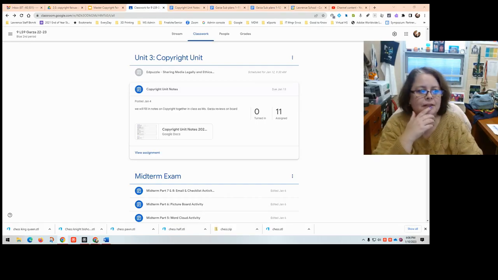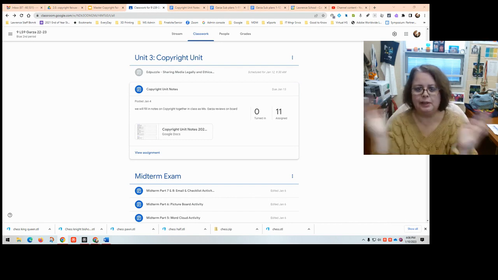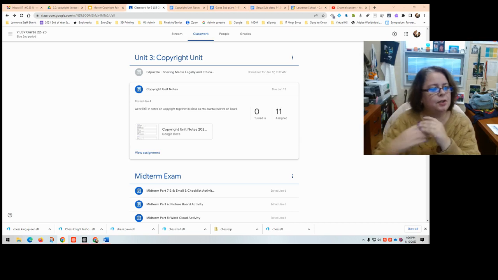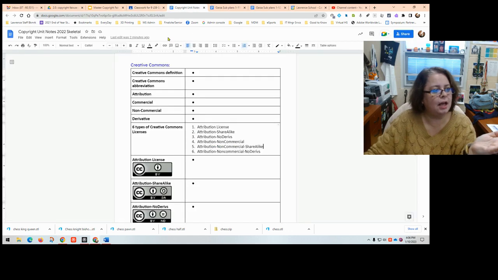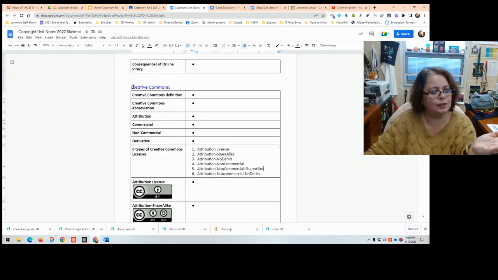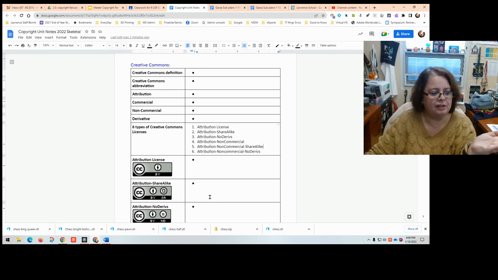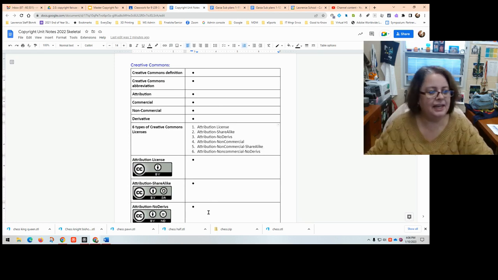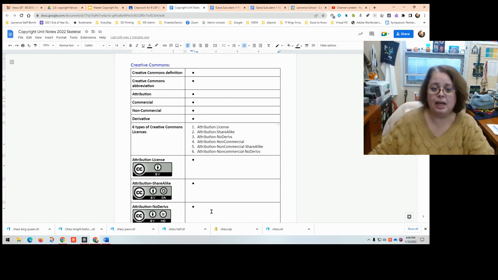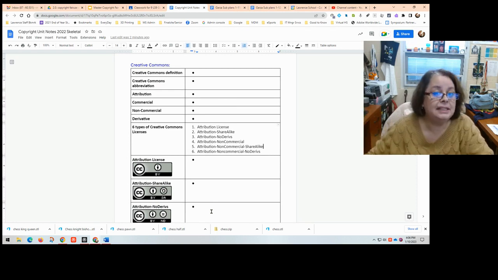Today we're going to talk about Creative Commons and what that means in relation to copyright. So what I would like everyone to do is go to the copyright unit notes, which is part of Unit 3, copyright unit. Open the copyright unit notes, and if you go down to the section that says Creative Commons, we're going to fill in these notes together from this video.